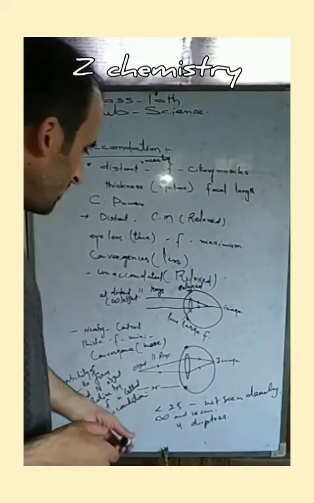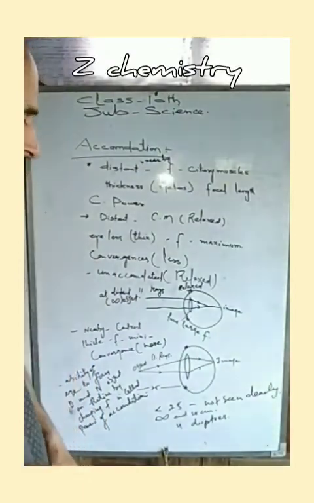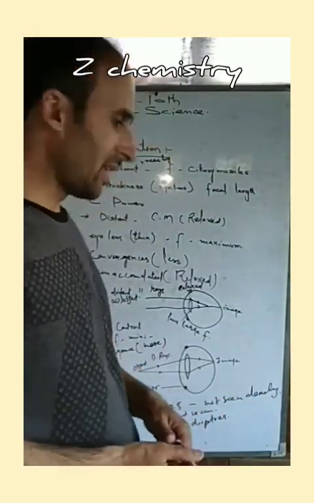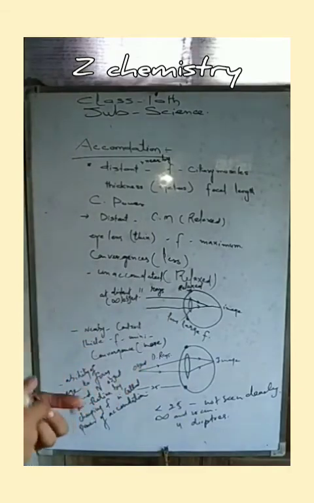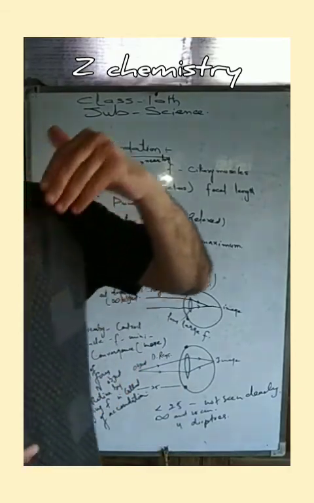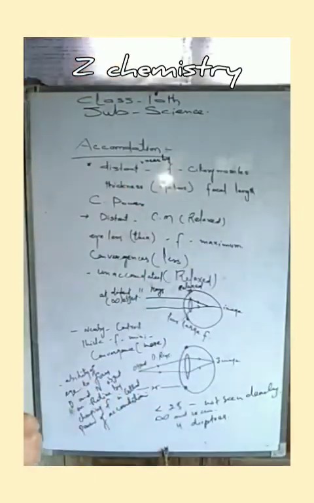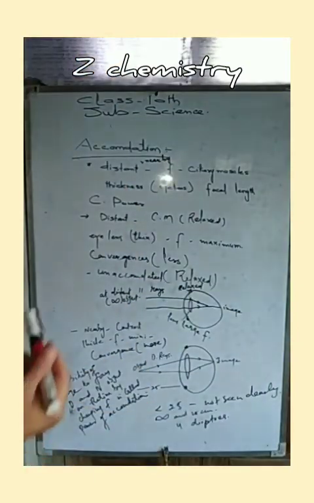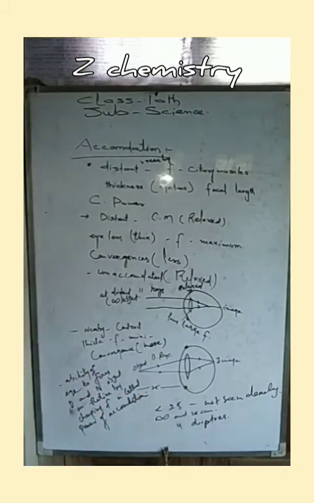And the object which has a distance of less than 25 centimeters is not usually seen clearly by the eye. The object which is at 25 centimeters, or which is at a very distant place or at infinity, can be seen by the eye clearly. Usually the power of accommodation of a normal human eye is about 4 diopter.